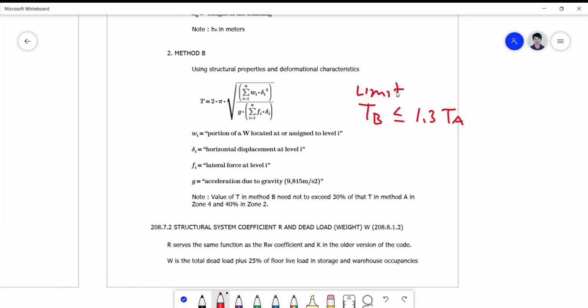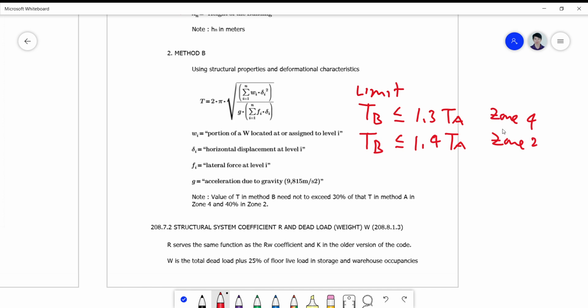Okay, so we don't want to make an overestimate of your period such that your frequency becomes very high, or sorry, very low, because they are reciprocal. So for the structural system, take note that this requirement is only good for zone 4, and for zone 3, TB is less than or equal to 1.4 TA. So this is zone 4, and this is zone 2.